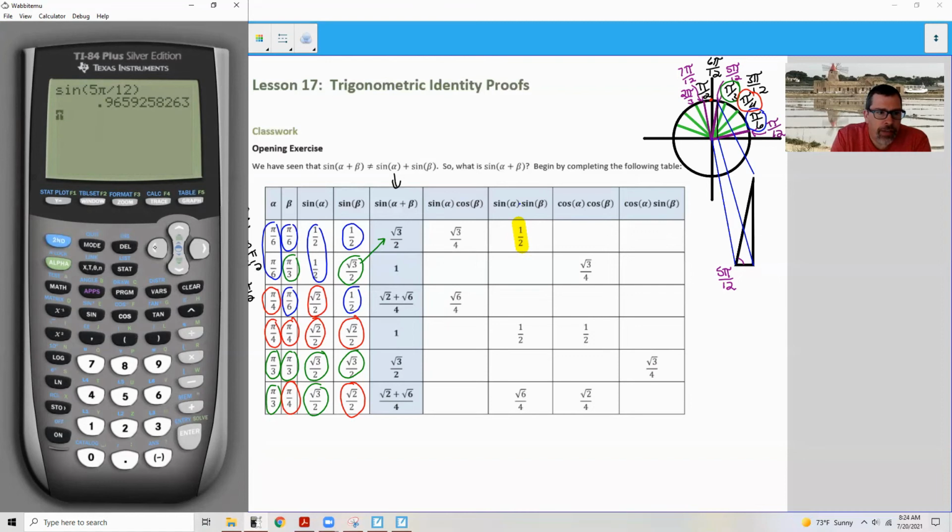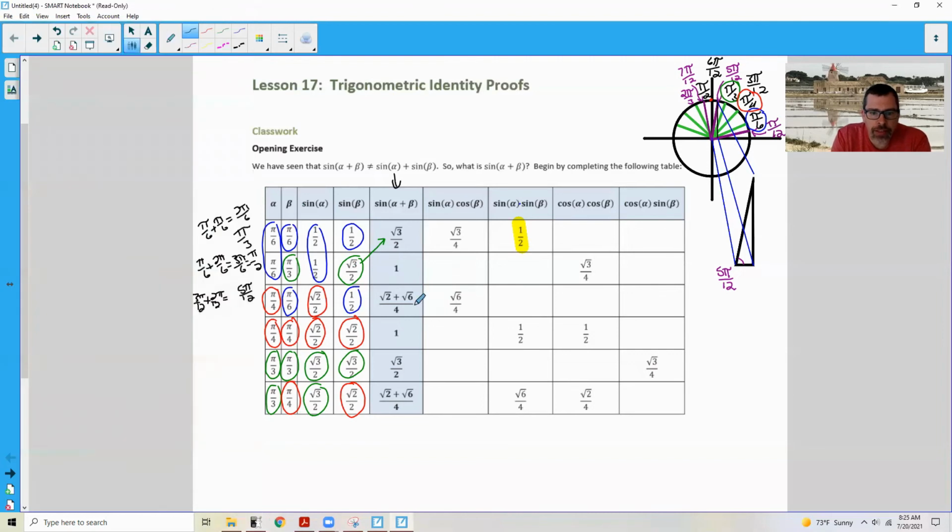So if I just put the square root of 2 plus the square root of 6 divided by 4, I should get that 0.9659, which I do. So the sine of 5 pi over 12 was 0.96, and they have it in radical form, which is root 2 plus root 6 over 4. So the decimals are equal. So just pointing that out to you, this is the same value as the sine of 5 pi over 12.